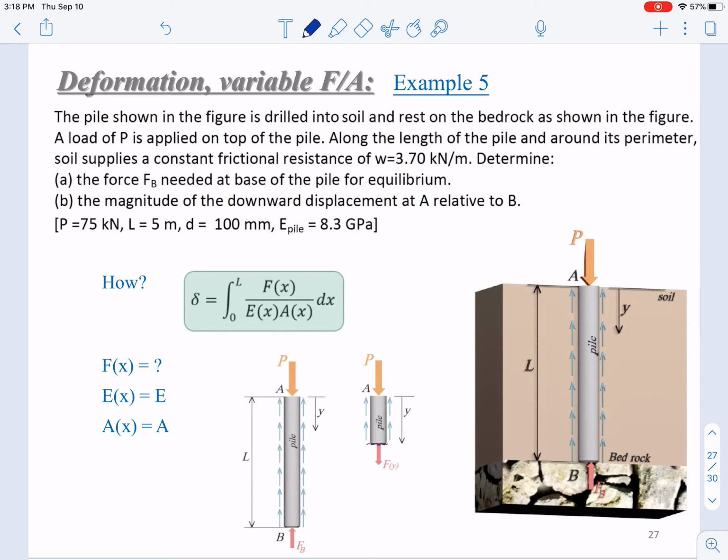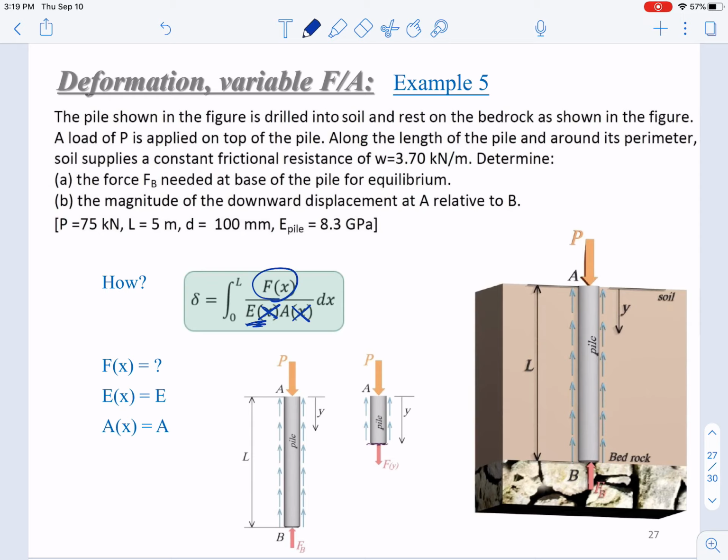Well, first of all, we have to use the integral methods. Right, so obviously, here we have constant E, and it's a no distribution. It's a cylinder, so the area is also a constant. So we have only F, and that is the distribution function.